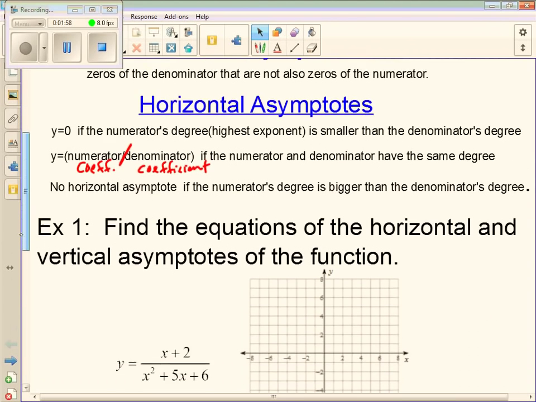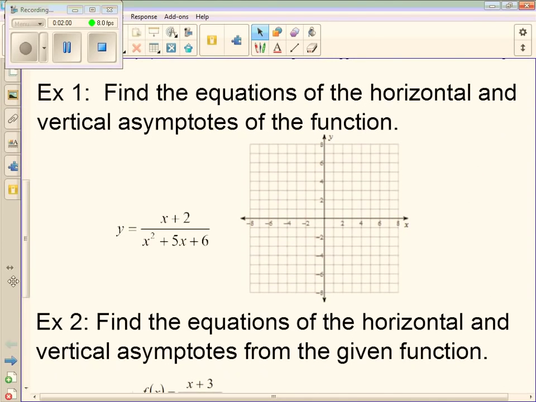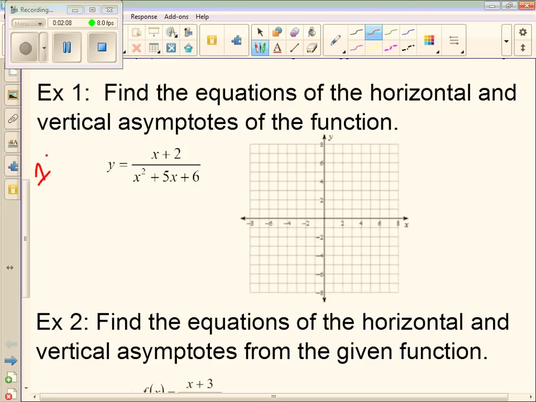So let's move on. Find the equations of the horizontal and vertical asymptotes of the function. First thing, always factor if possible. Factor every part of the rational function. The numerator here, x plus 2, we cannot factor that, so we'll write that.